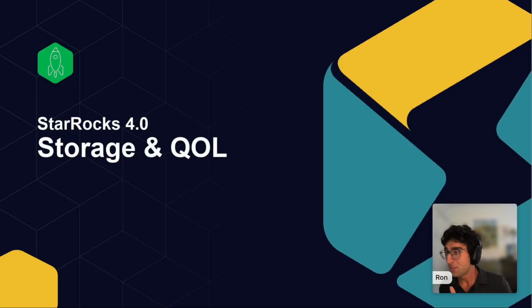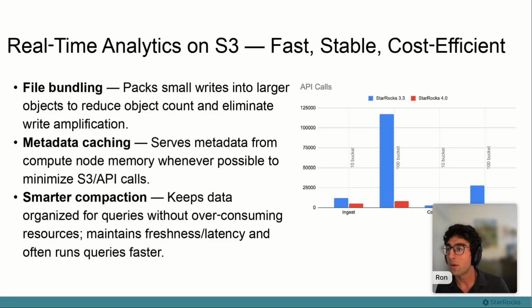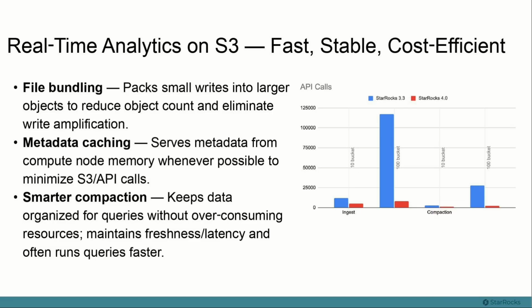So moving on from security and authorization, let's talk a little bit about storage and some of the quality of life improvements that we've added to StarRocks in 4.0. The first one being real-time analytics on S3. We've gotten to a point where we're able to make this faster, more stable, more cost-efficient.